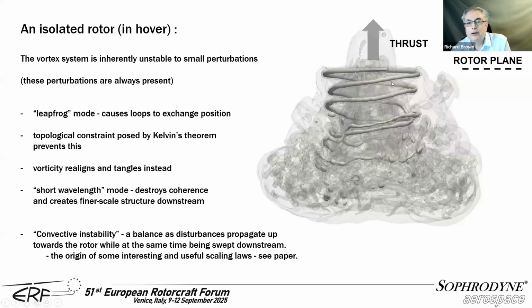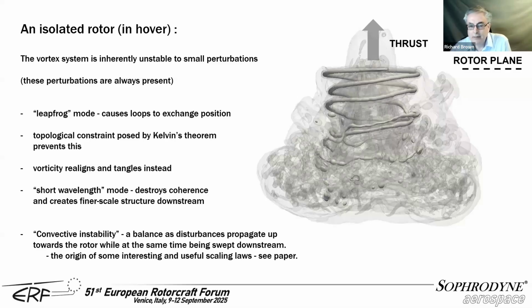Now, it so turns out that these tip vortices are inherently unstable to small perturbations. So if I change the position of them ever so slightly, they undergo an unstable evolution. And of course, these perturbations are always present. They're little bits of vorticity floating around in the flow field as a result of atmospheric turbulence, and there's noise and all sorts of things which tend to cause these perturbations.